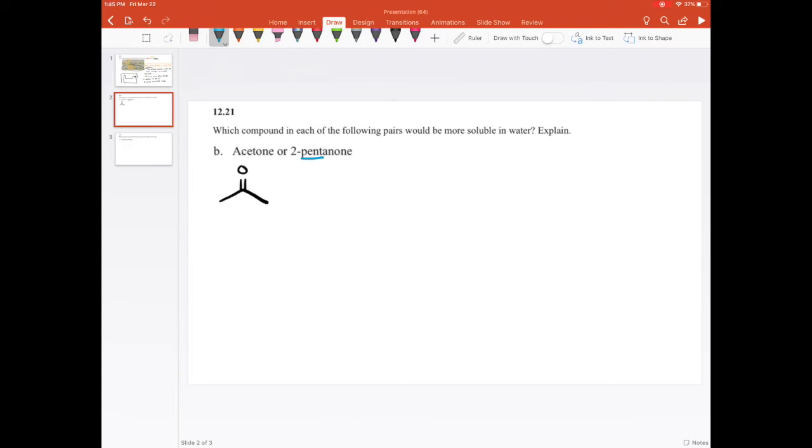Pent means you have 5 carbons, so I'm going to draw a dot. 1, 2, 3, 4, 5. AN is telling you have all single bonds between those. ONE is telling you have a ketone, and that will be attached to carbon number 2. So counting from the end, that would be right here. So that's 2-pentanone.